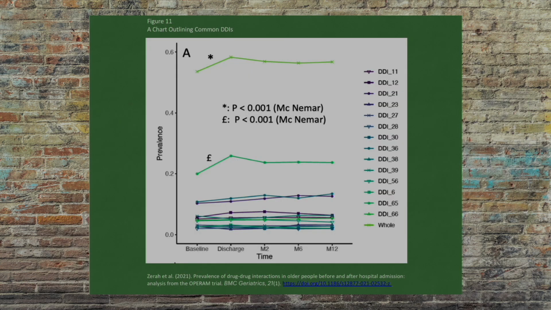This chart here illustrates the most common drug drug interactions found in Zeira et al.'s study. Drug interaction 65 is prescription of more than two drugs that reduce potassium. This can include laxatives, diuretics, beta 2 agonists, and corticosteroids. 21 is the prescription of two or more drugs that spare potassium. This would include spironolactone and renin drugs such as ACE inhibitors.